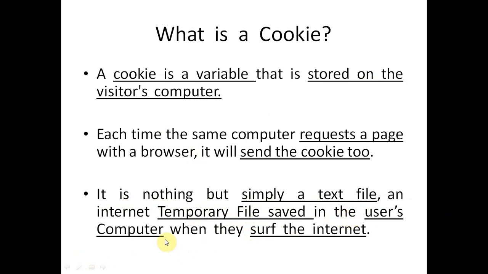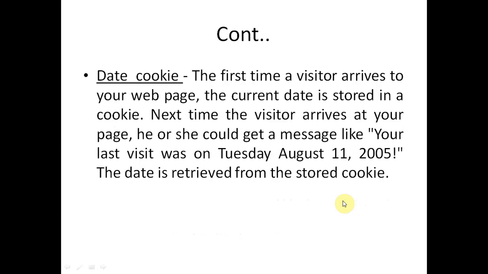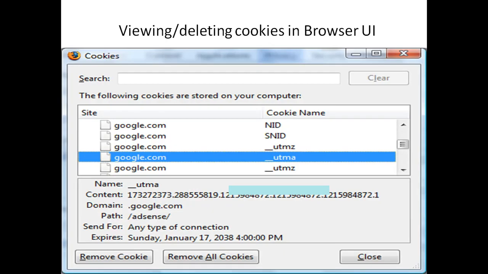So it is saved on the user's computer when we search on the internet. And we can delete all these cookies. So how is this cookie saved? You can see this snapshot of the cookie.